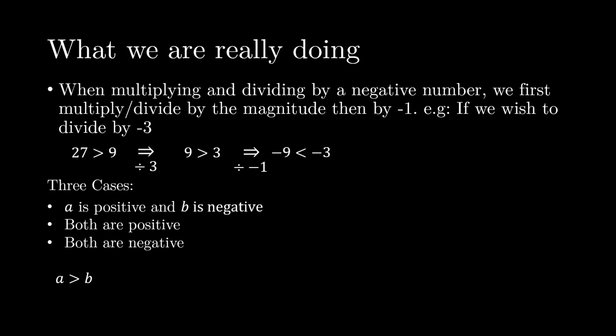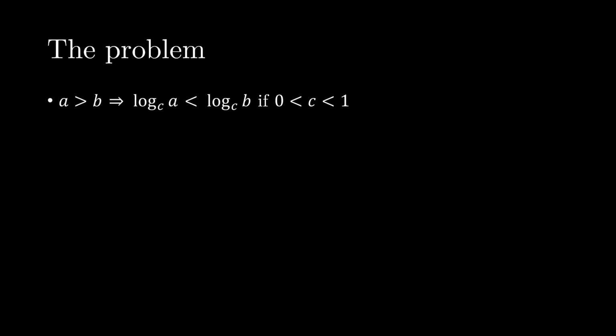But this explanation is a bit roundabout in that it doesn't cover all the corners. And what I mean by that is that there is a problem. If we have a is greater than b, and then we take log base c of both sides, where c is between 0 and 1, that actually flips the inequality sign.